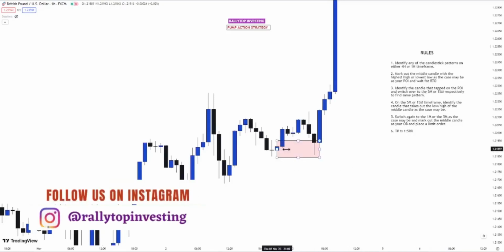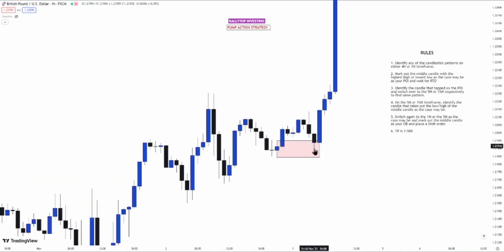Now, as you can see, when we marked that candle, price went up and then returned. This bearish candle tapped into it. All right. At this point, you will now do something. Rule 3 says identify the candle that tapped on the POI and switch over to the 5M or 15M respectively to find the same pattern. Now, like I told you, you can use your vertical line to mark this candle that tapped into this POI. This is the candle.